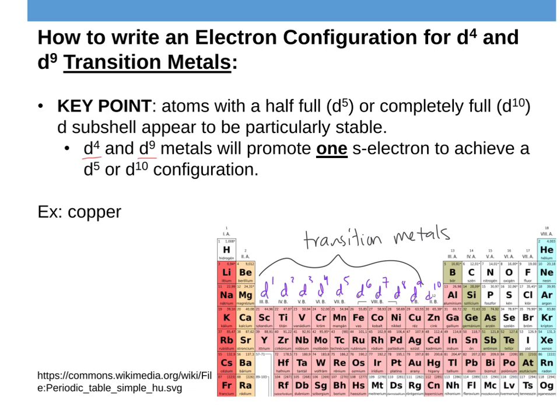So what we're saying here is that the d4s and the d9s tend to promote an s electron to have a full d subshell or a half full d subshell. So like if you looked at copper, our friend copper is right here. So copper has an atomic number of 29. So it has 29 electrons.